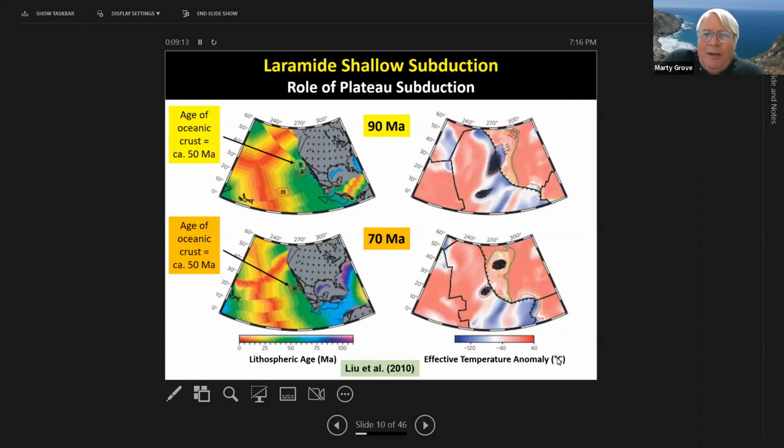And so just briefly, without getting into the details, the timing of all this has been basically worked out through plate reconstructions shown here on the left, and also looking at mantle tomography and restoring this mantle tomography as a function of time.